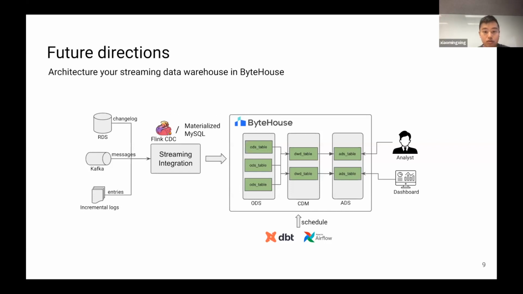And then you use a streaming integration engine like Flink CDC or our ByteHouse-provided materialized MySQL to load the data into ByteHouse first, which is ELT. So you load the data first and continuously load. And then after the data lands in ByteHouse, it can be architected layer by layer, and each layer will be scheduled by dbt or Airflow.